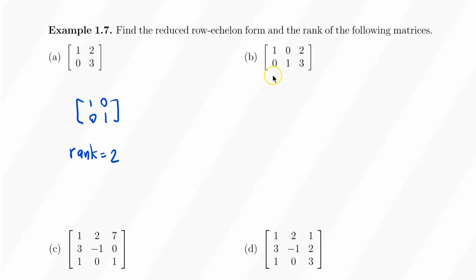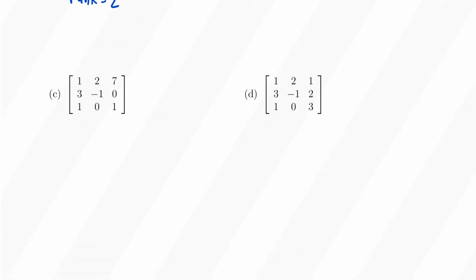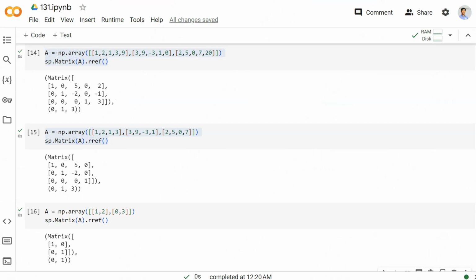Now for the second one, this is already in reduced row echelon form, so there's actually nothing to do here. We have the leading one here, and the rank of this is going to be 2. Now for the third one, let me just do the same thing again.